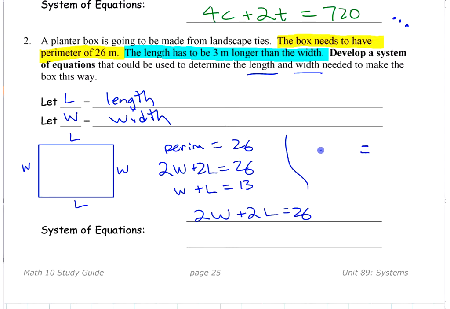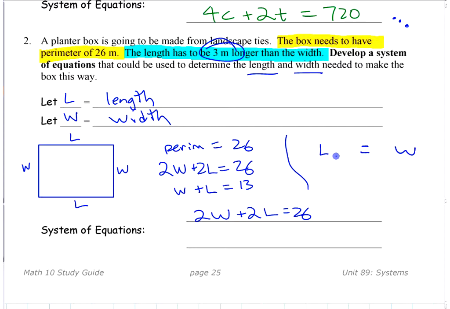Start by just putting a length and a width here, and then figure out where you have to put the 3 to make it work. Okay? Where do you have to put the 3 to make it work? Think about it. Which one is longer? The length is longer.